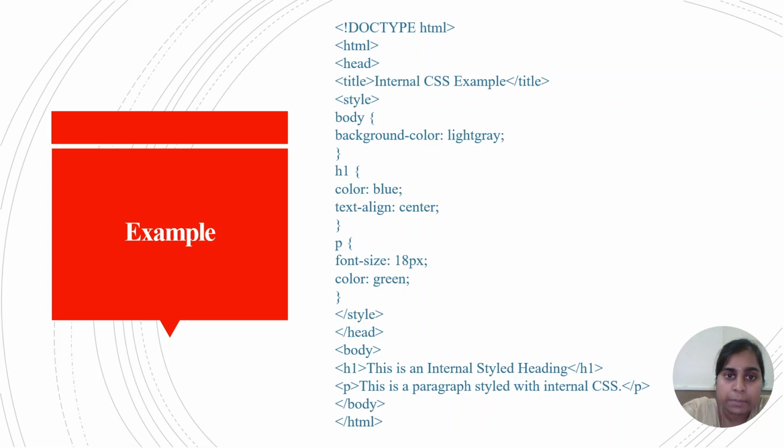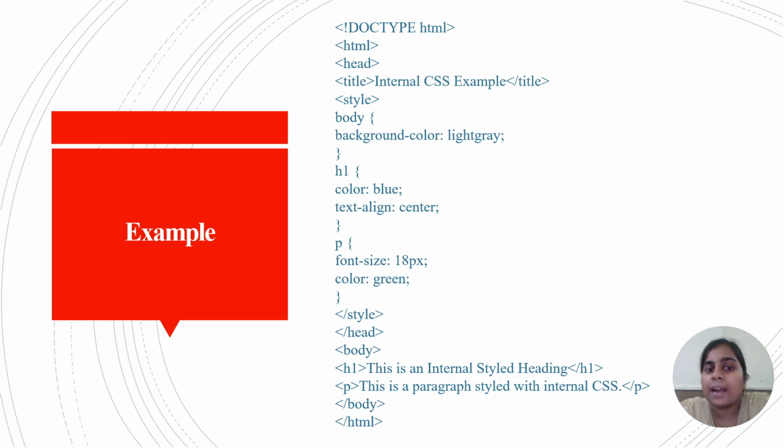Here we have an example. It must start with HTML and then a head section. Then we take the title tag, which gives a name to the web page. Then I take the style tag. The style tag consists of the body and h1 selectors. The body selector has the property background color light gray, and the h1 tag has two properties: the first is the blue color and the second is text align center.